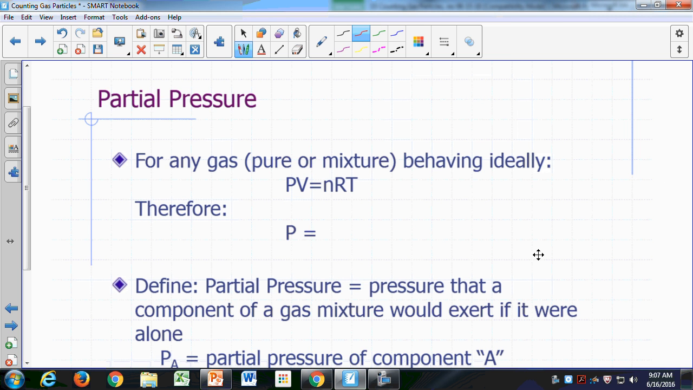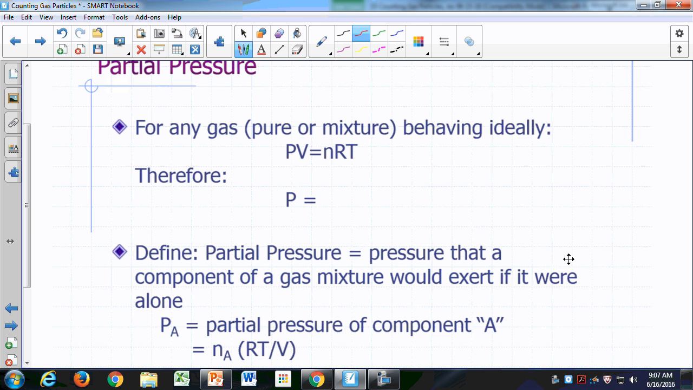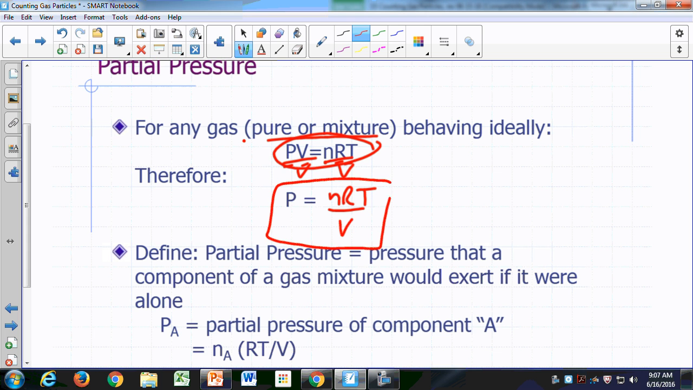Let's now talk about mixtures of gases. First of all, for any gas, whether it's pure or a mixture of substances, if it's behaving ideally, then pressure times volume will be equal to number of moles of gas particles times R times T. PV equals nRT is applicable. So we can solve for the pressure of the gas by rearranging this equation. We simply divide both sides of this equation by volume. So pressure is equal to nRT over V. The pressure that the gas would exert is nRT over V.